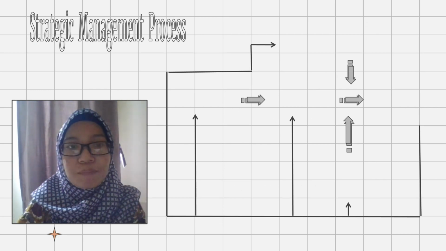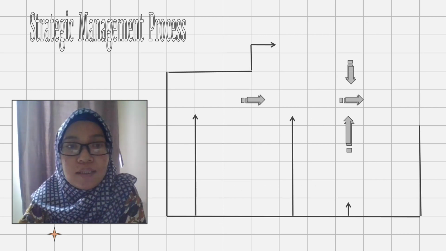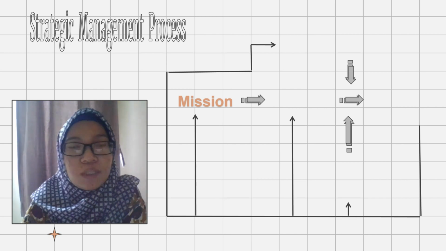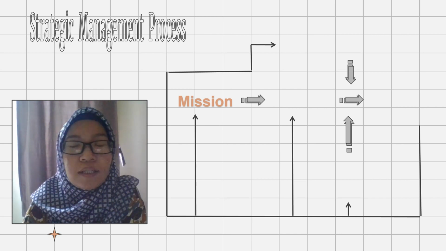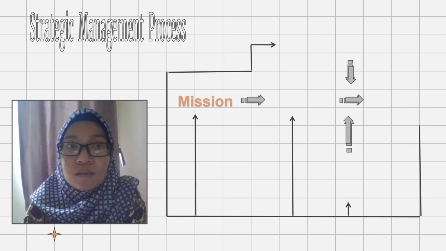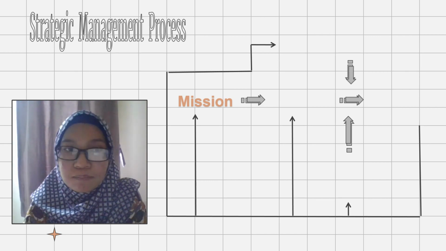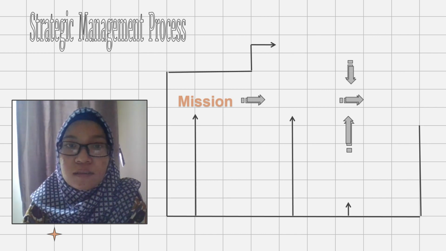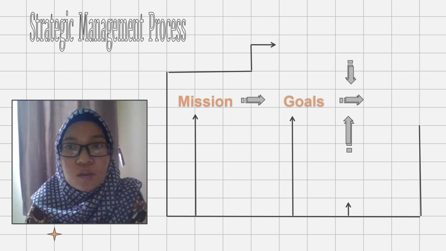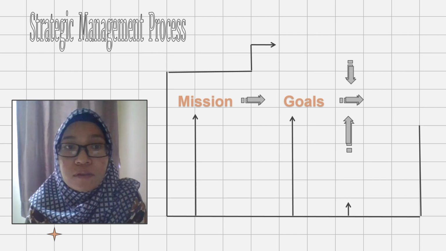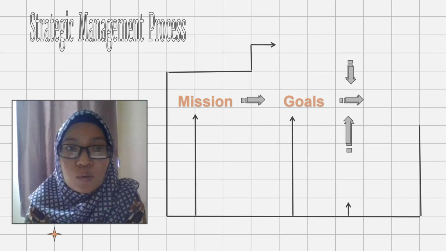For the strategic management process, it includes mission. Mission means the statement of the organization's reason to fulfill customer needs. Mission links to the goals. Goal is what every organization wants to achieve in future.